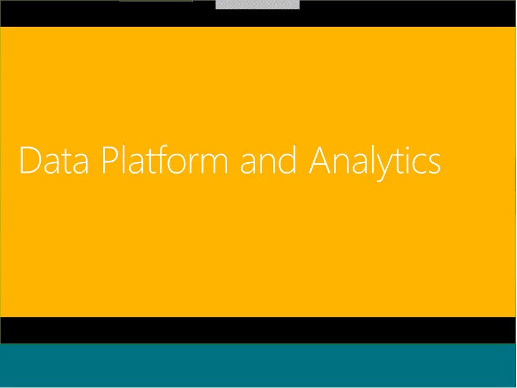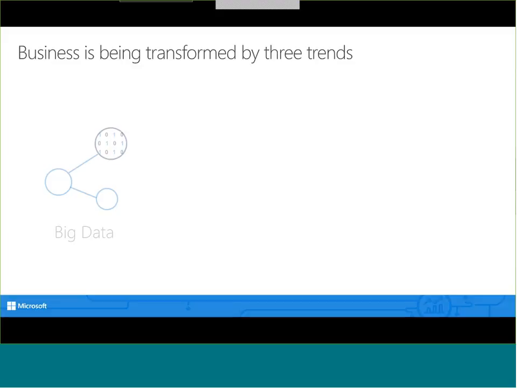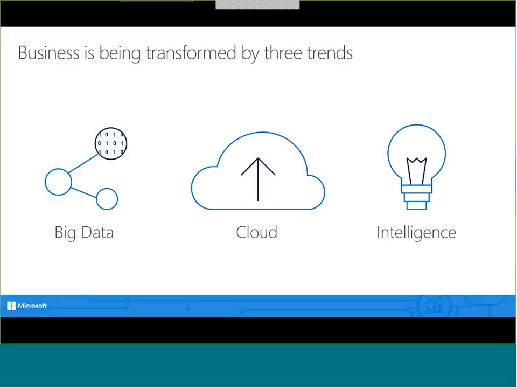So the next section we're going to take a look at is your data platform and advanced analytic capability. So we have three trends that are converging at this point in time. There's a lot of big data out there. We have our cloud services and we have intelligence.